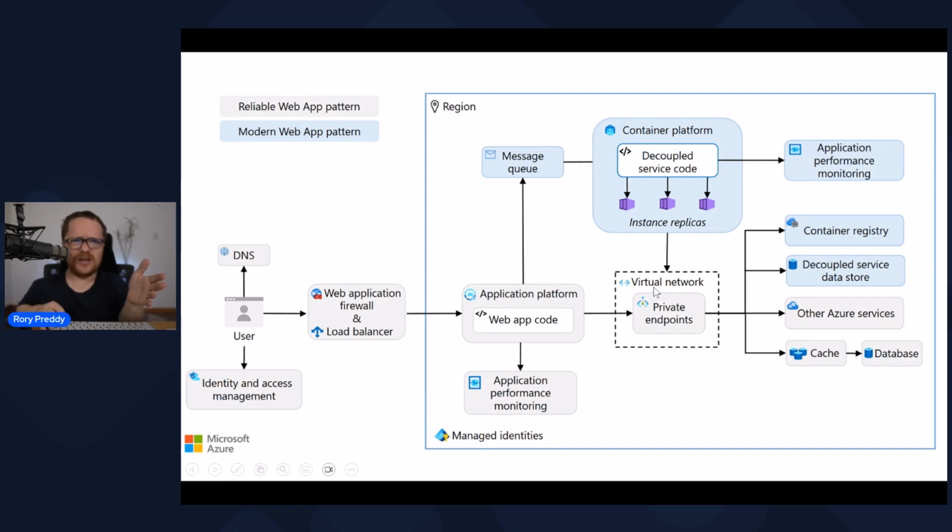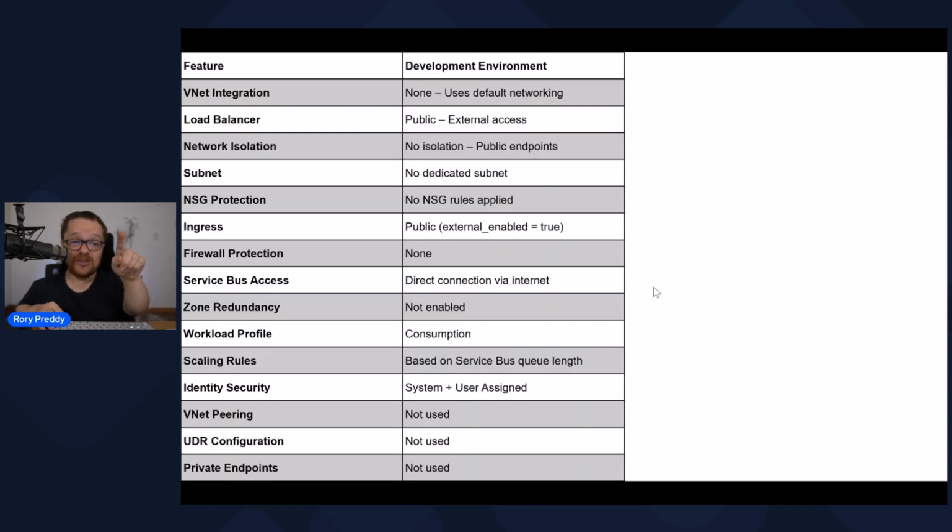Can you be a little bit more specific? Now, remember I said to you, this is the development environment. The development environment has really got no network security. It doesn't use a VNet, it doesn't really use a load balancer, and it uses public internet access. It's not network isolated. There are no subnets, no network security groups, the ingress is just public, and there's no firewall protection.